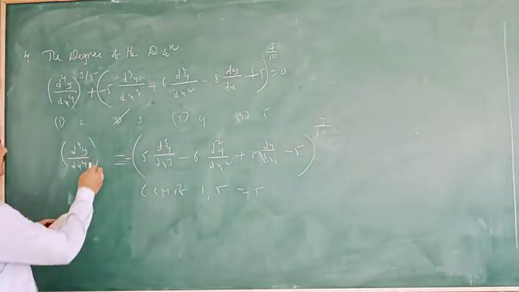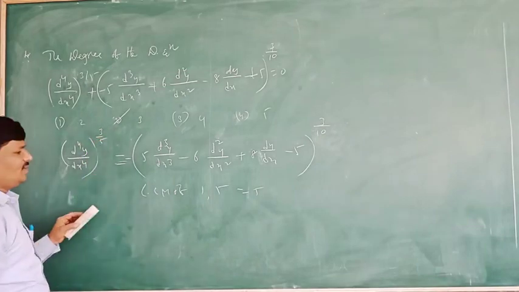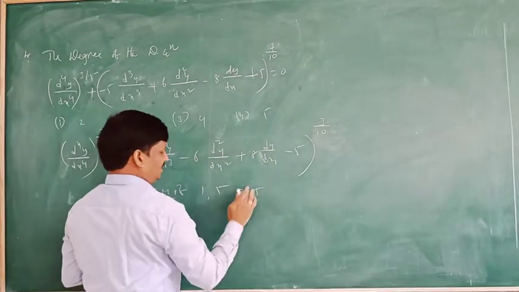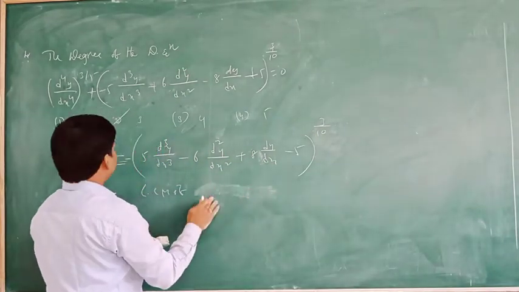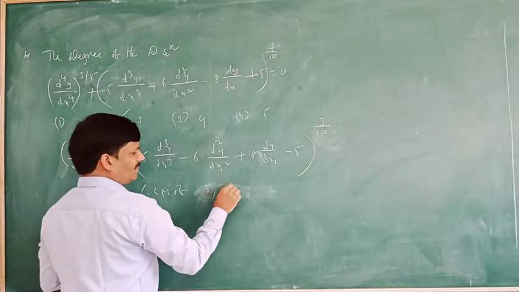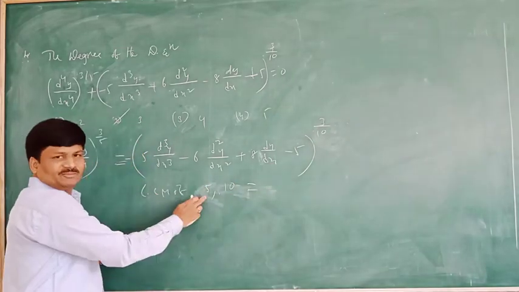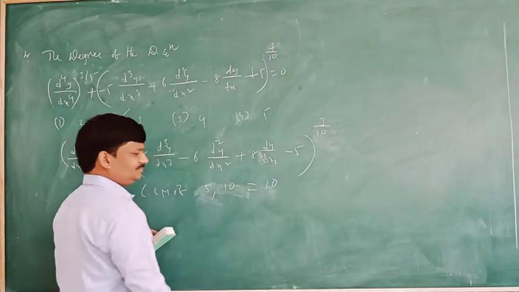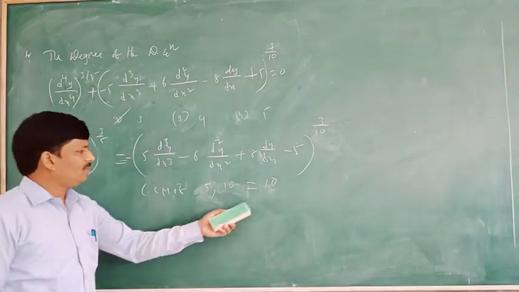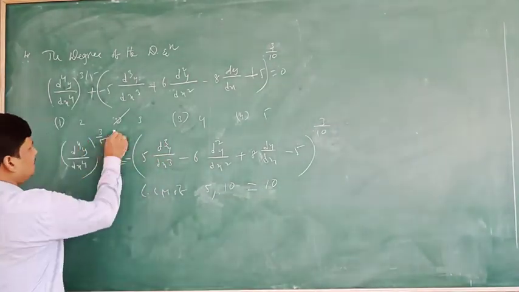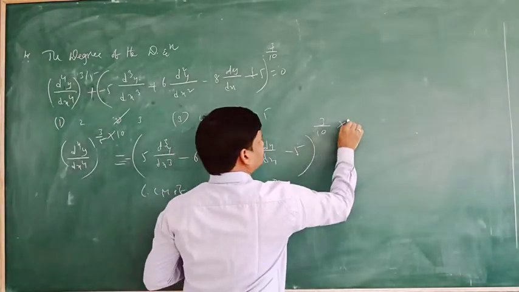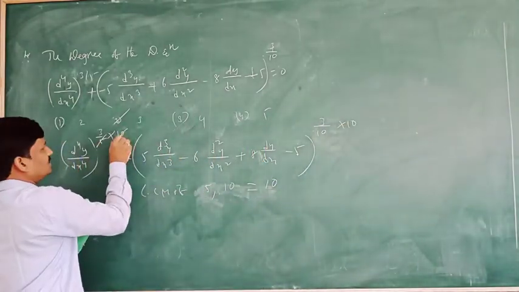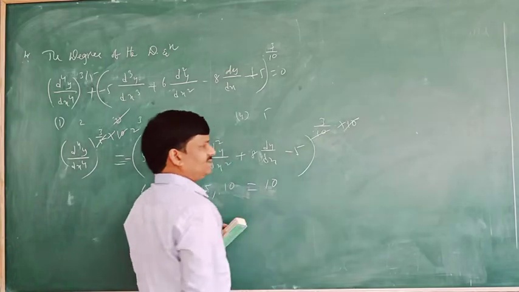Yes, 3 by 10. Here 3 by 5 is there. Now the LCM of 5 comma 10, you already know. What is the LCM of 5 comma 10? 10 only. Now you have to multiply by 10 at the powers. 5 is cancelled 2 times, and 10 is cancelled.